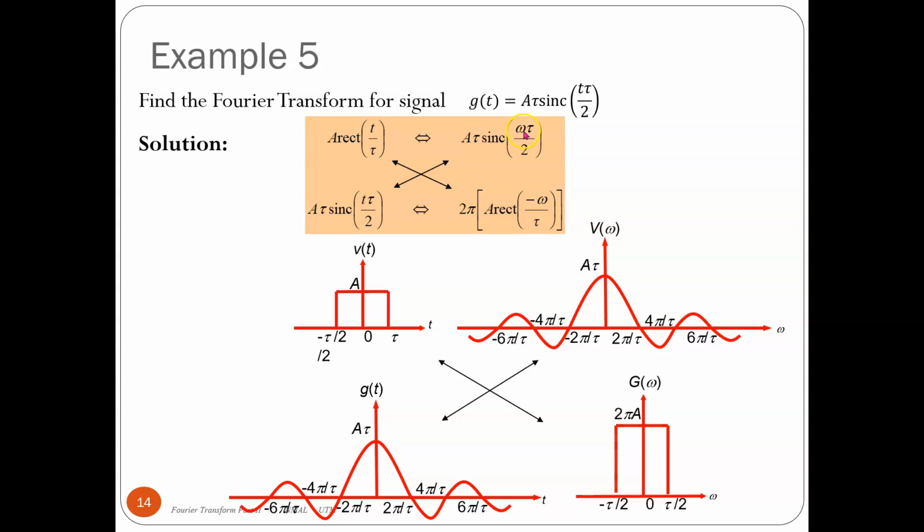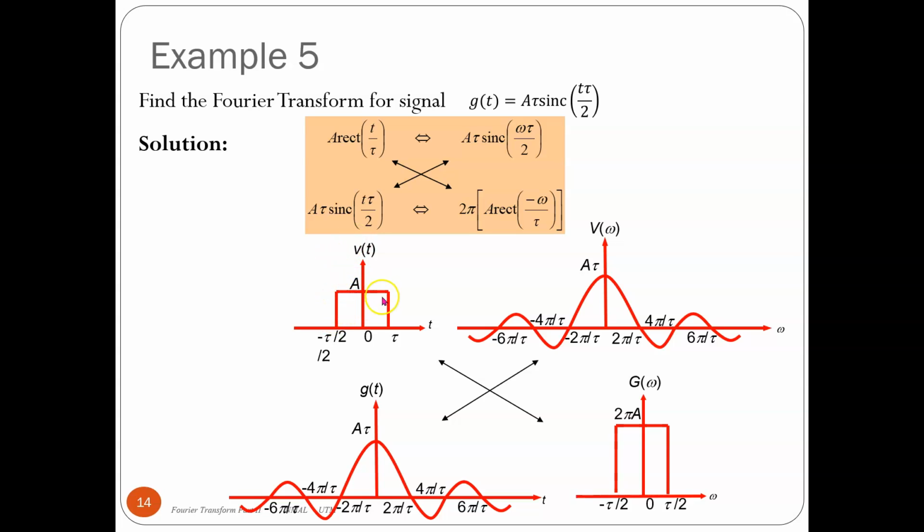If you see here, this is the Fourier transform. However, this is in time domain. So because of that, we can take the rectangular function as the Fourier transform for the sinc function. However, this is in terms of negative omega, meaning that we replace t here with negative omega and we multiply by 2 pi. Okay, so this is in terms of the plot.